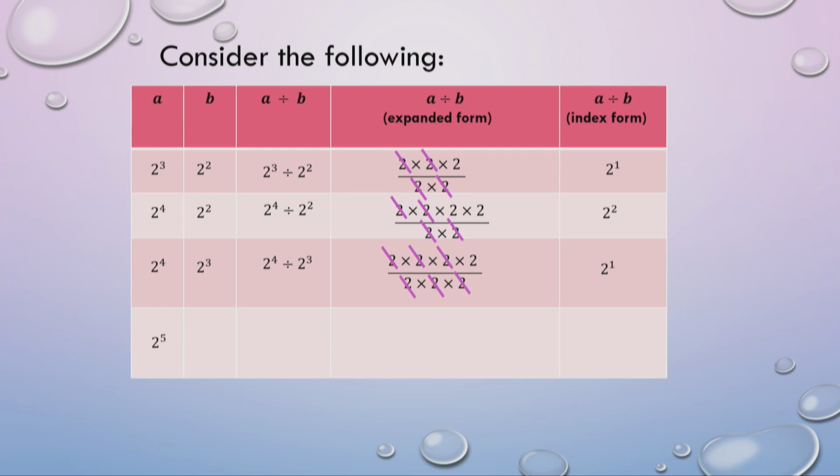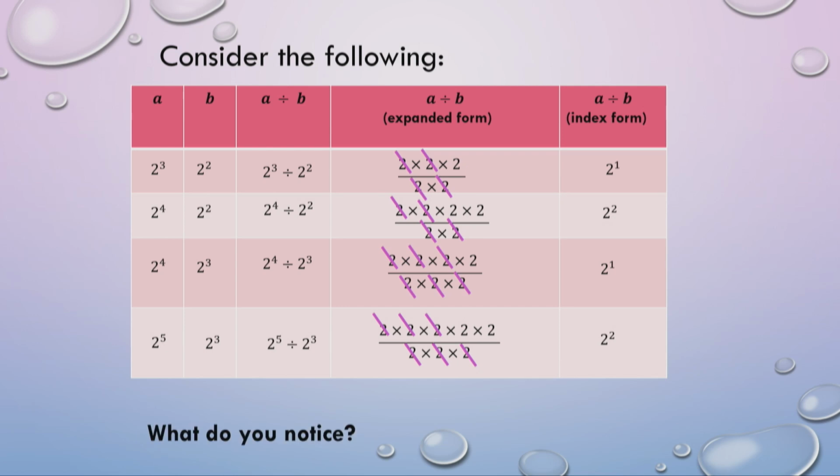Finally, a is 2 to the power of 5, b is 2 to the power of 3. So I will get 2 to the power of 5 divided by 2 to the power of 3. Writing in expanded form, I will have 2 multiplied by itself 5 times in the numerator and 2 multiplied by itself 3 times in the denominator. Simplifying, I will get 2 times 2 in the numerator. Writing it in index form, I get 2 to the power of 2.